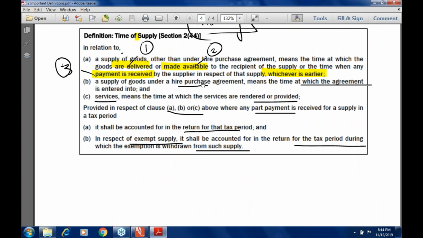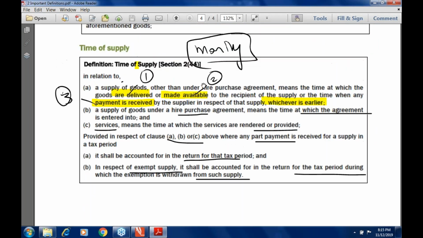If I talk about the concept of time of supply, time of supply actually refers to the time at which the sale is going to be considered, because we file a sales tax return on a monthly basis. So if we file a sales tax return on a monthly basis, you need to have an idea of what is actually going to happen.